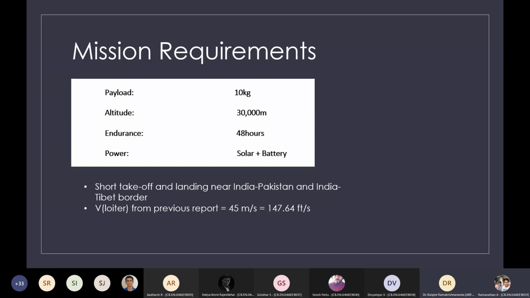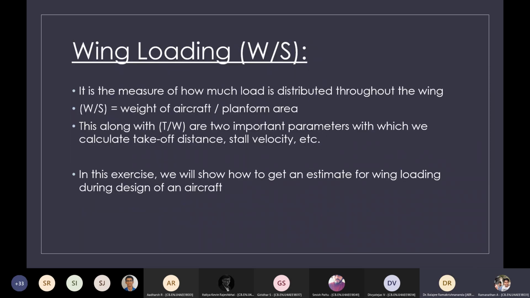From the previous report, we got the loitering speed to be 45 meters per second. For that loiter speed, we have done the weight estimation. Wing loading says how much your wing is taking the load. Apart from wing loading, T by W is also an important parameter, and both of these rule the takeoff distance and stall velocity, etc. In this presentation, I'll be showing how we did the wing loading part for our aircraft.